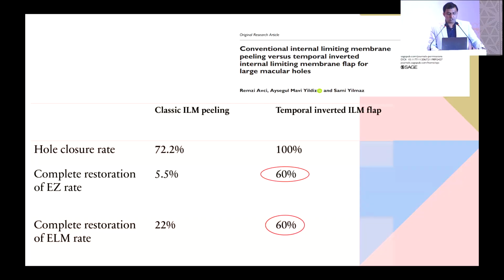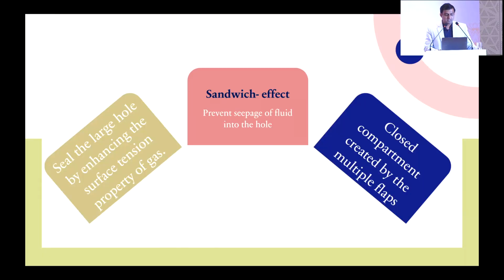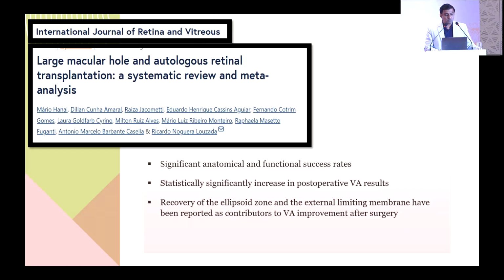So hole closure is almost 72% in classical. With temporal ILM flap, it is 100%. We had our own study where more than 100 eyes were studied, and type 1 closure was seen in 92.2% of eyes, and statistically significantly improved visual acuity was found after 3 months. So for the large macular hole, autologous retinal transplantation is the way to go.